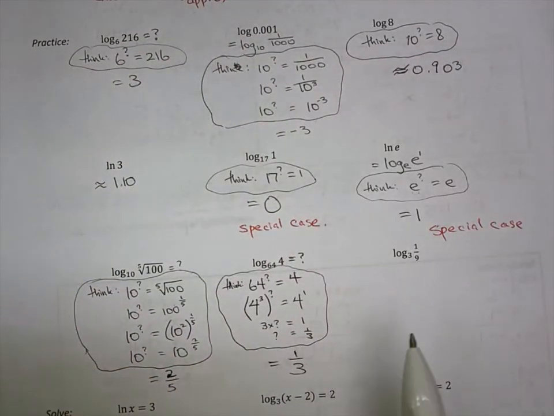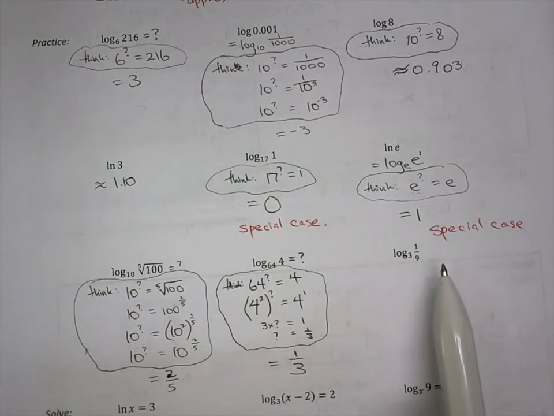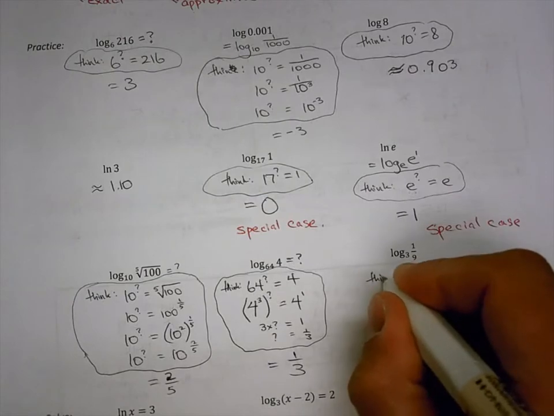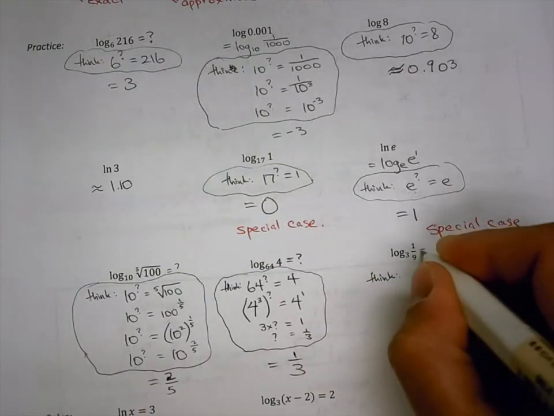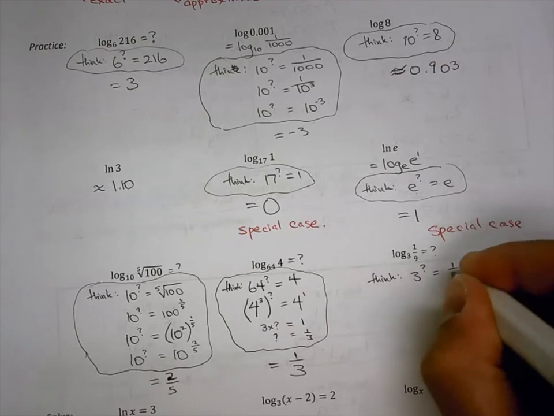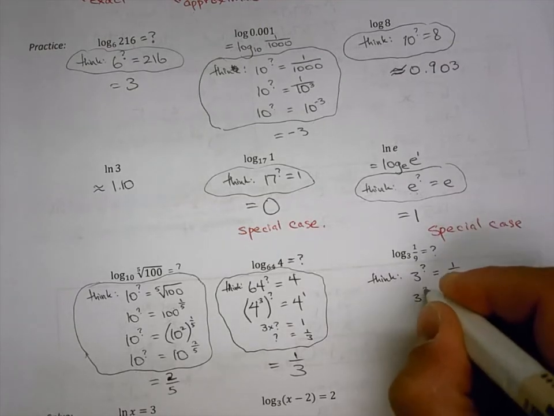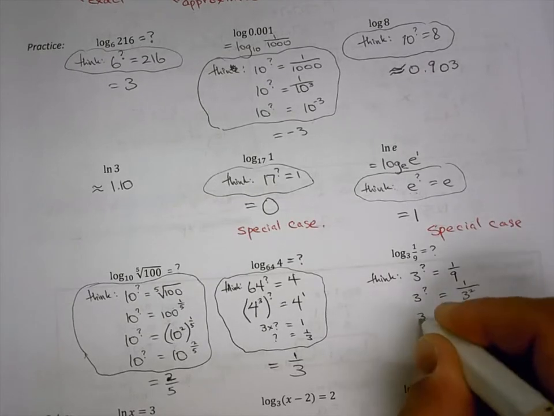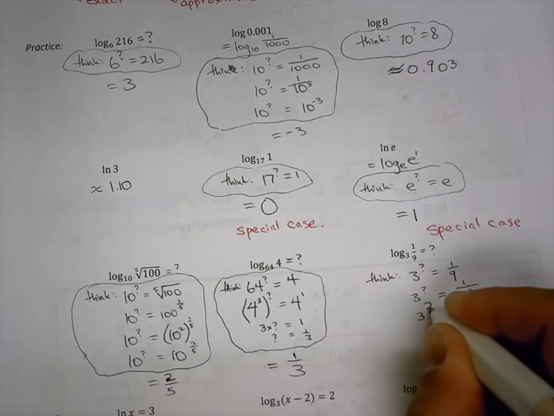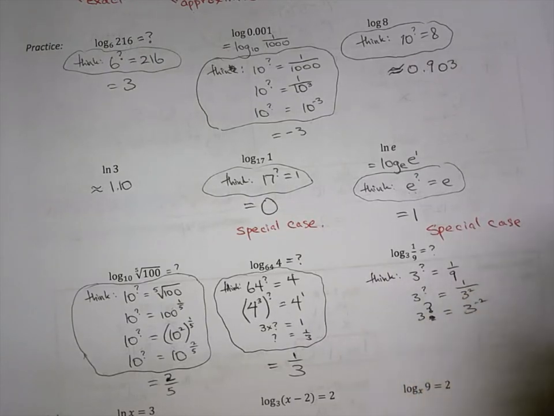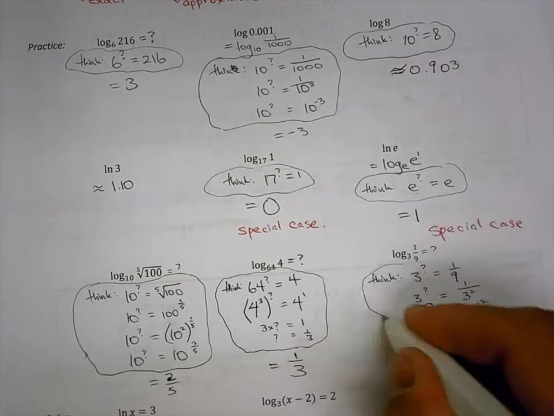Okay, what's next? We have log of 1 over 9 base 3. So let's think about this, another difficult one to think about. So 3 to the power of what gives me 1 over 9? Now if you want, this is 1 over 3 squared. 3 to the power of what? Negative 2, so therefore my answer is negative 2.